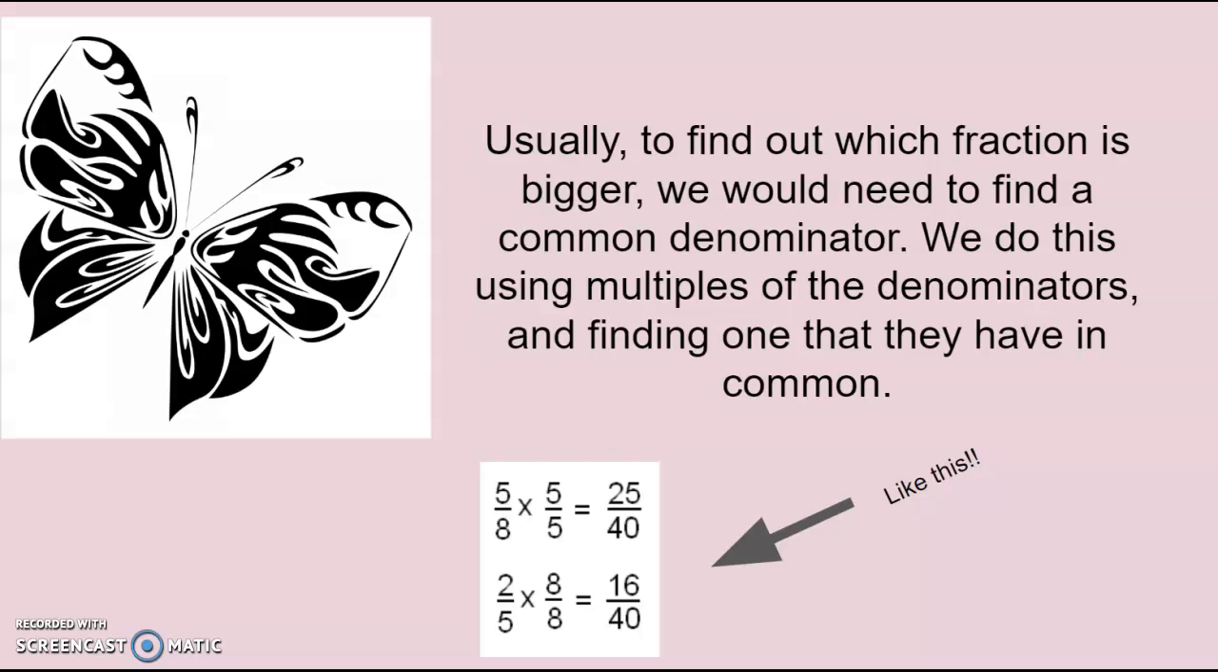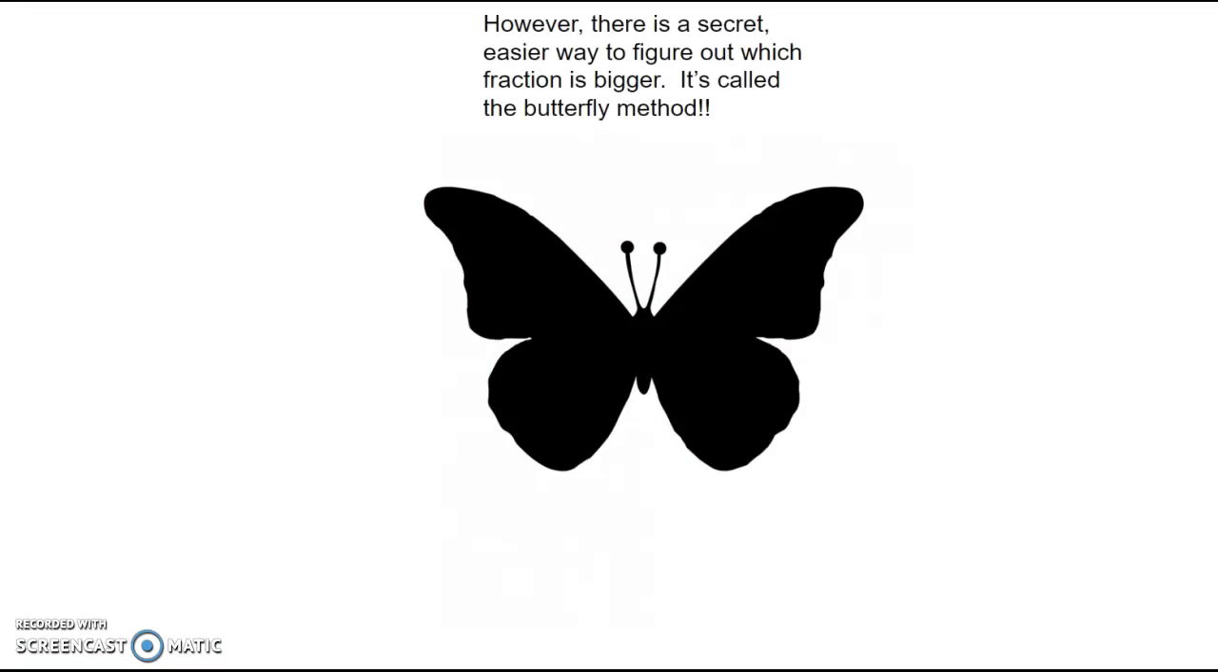However, that is a lot of work, and I have a super simple, easy, secret way that is called the butterfly method. So I'm going to give you step by step how to figure out which fraction is bigger using the butterfly method. The very first thing you're going to do is write the fractions side by side. So in this example, we're going to look at 2/5 and 6/8.